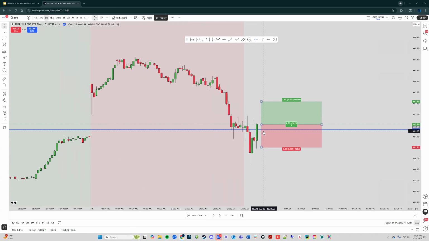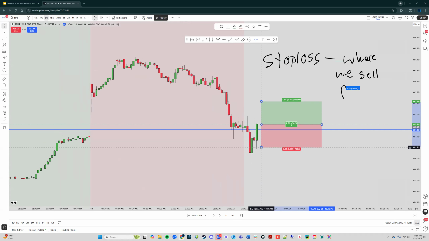First thing we have to do before we do anything, I don't care if you're trading SPY contracts or shares, it's the same rule for everything: we have to figure out where our stop loss is going to be. In case you don't know, a stop loss is where we sell for a loss. At that point we're saying, wherever I set my stop loss, this trade is not going to work out for me, and I don't want to be in it.